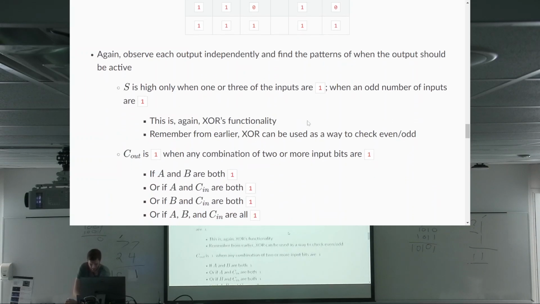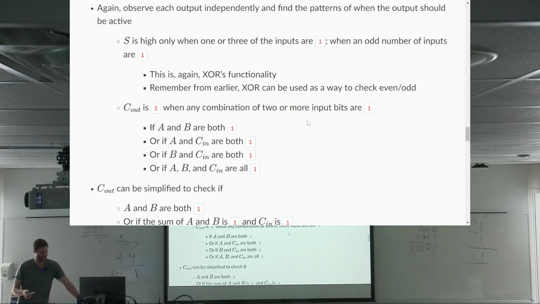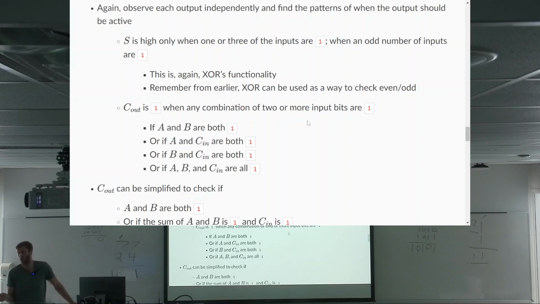Let's think about this. S is only high when 1 or 3 of the inputs are 1, when an odd number of inputs are high. Again, this is exclusive OR. And C is 1 when any combination of 2 or more input bits are 1. So A and B are both 1, A and C are 1, B and C are 1, or A, B, and C are 1.